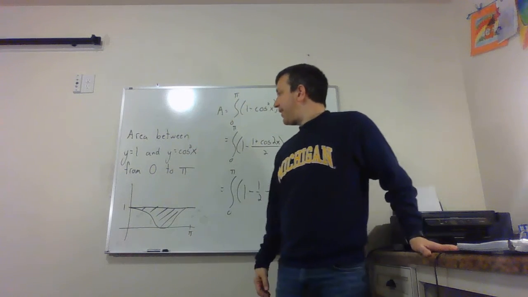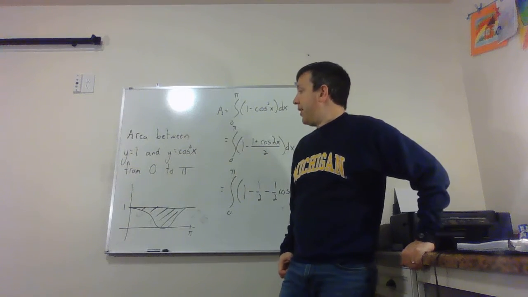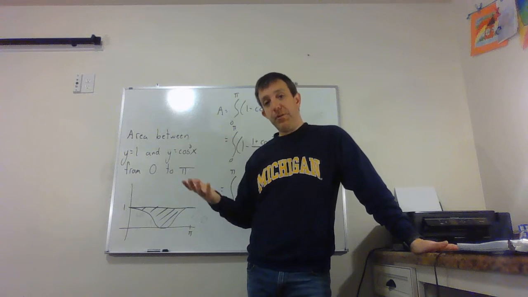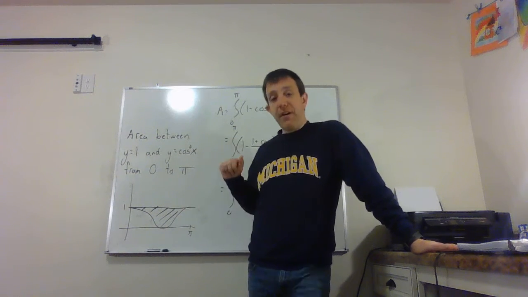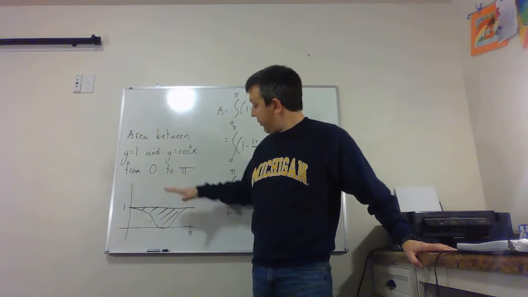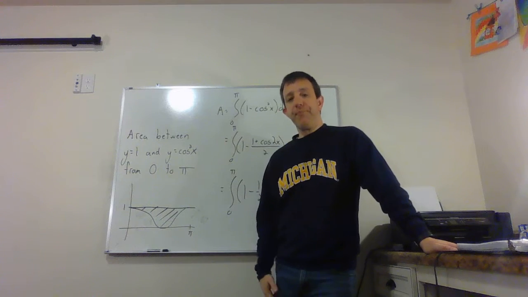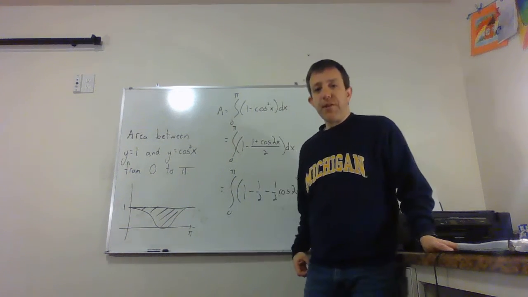Anyway, here we go. Let's find the area between y equals 1 and y equals cosine squared of x from 0 to pi. So here's the thing. We know that cosine only goes between -1 and +1. So y equals 1 will be the graph that's on top here, and the cosine squared will be the one on the bottom. And so the graph ends up looking like this. It's kind of a fun little shape.